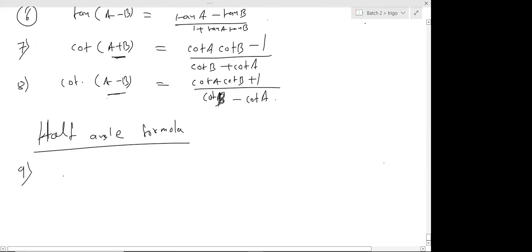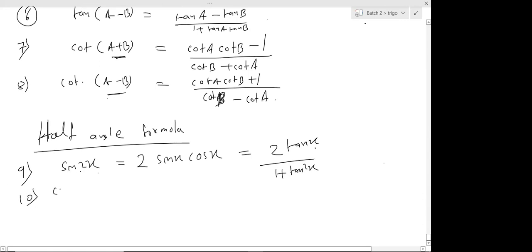So this will be 9th formula. If you have sine 2x, all right, twice of some angle, then you write this as 2 sine x cos x. You half the angle. Here we had 2x, here we write x. All right, and there is another formula for this, 2 tan x upon 1 plus tan square x. All right, sine 2x, you can write this also. Here also the angle is half.